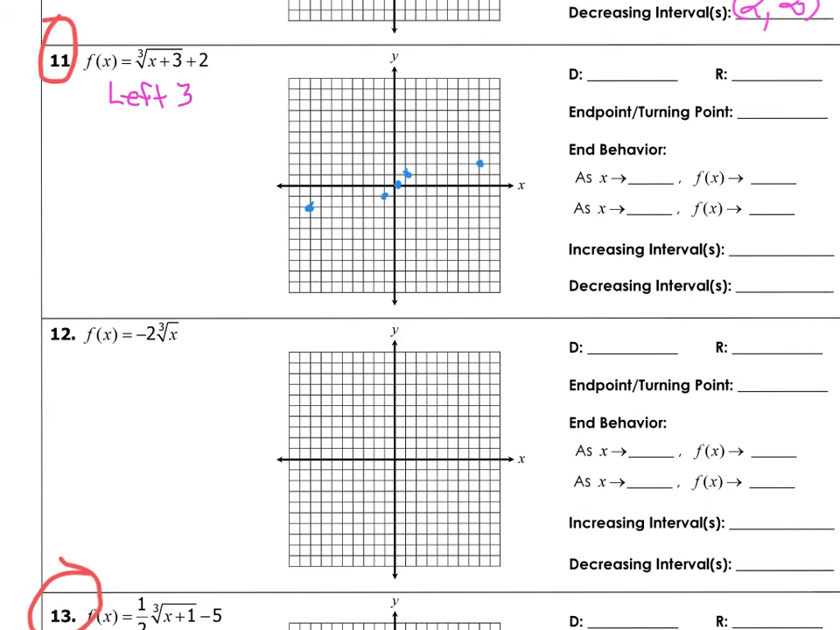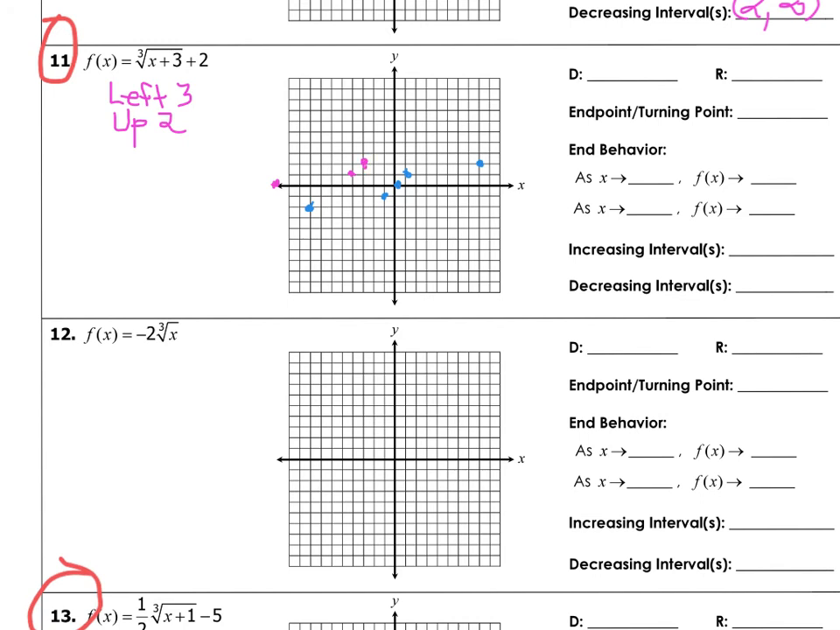So we're going to go left 3, and then the 2 on the outside of the function is a y direction, and it's exactly what we think it is, so it's up 2. So the plus 3 means we go left 3. Outside the function is up or down, so up 2. I'm going to move every point left 3 and up 2. That puts me just off here at negative 11, 0. And then left 3 and up 2 puts me here. And this is going to become my turning point.